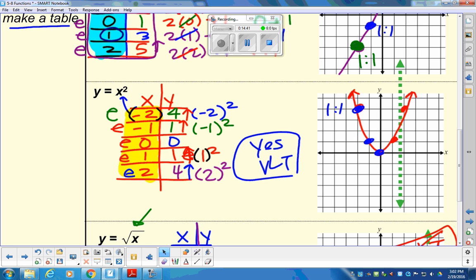So the only one that did not is the one on the bottom. That one did not pass the vertical line test because it was hitting the graph more than once.